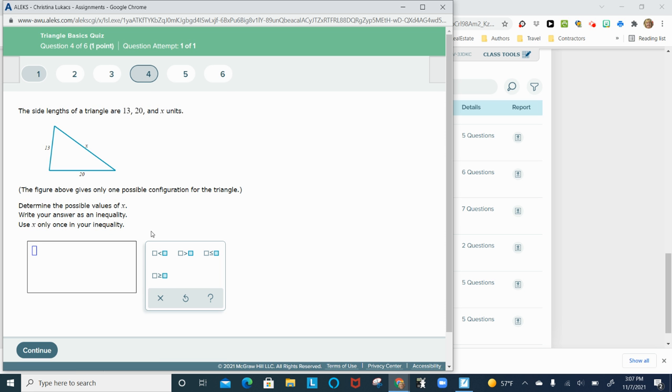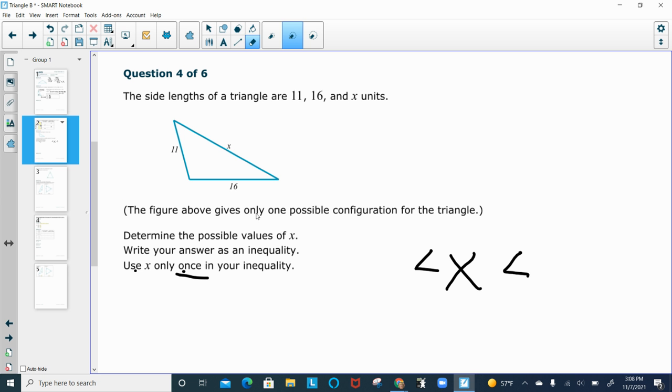So what you would do here, and this is the way I always do it, I take the less than sign and I click it once and I click it a second time. And then I put X in between it in the middle like that. Okay. So for this one, we have 13 and 20. So whichever problem you want to do, we have 11 and 16. It's going to be the same process.